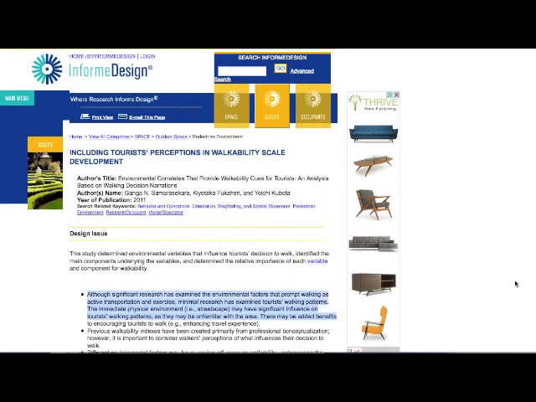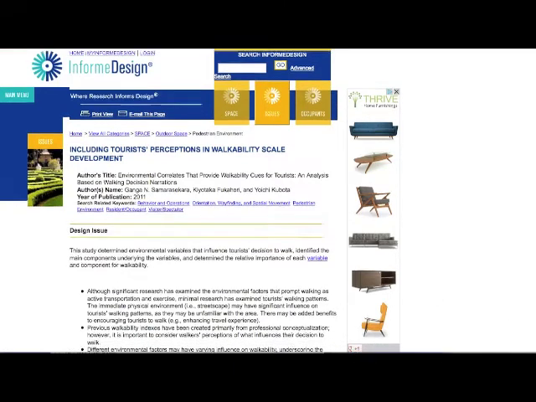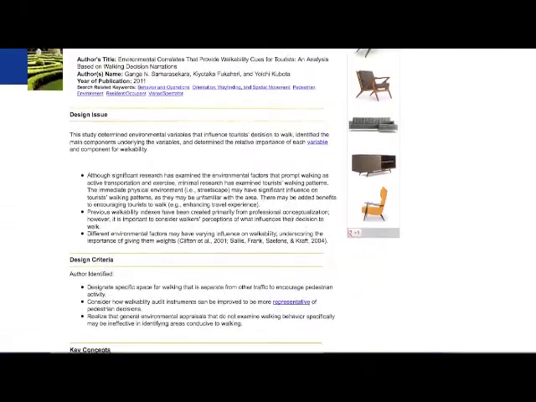Of most importance for us at the moment is the whole idea of the design issue. What are these people seeking to inquire about? What are they looking for? So we're looking for our own issues at the moment, and this is a nice way to understand how other people articulate their own search.